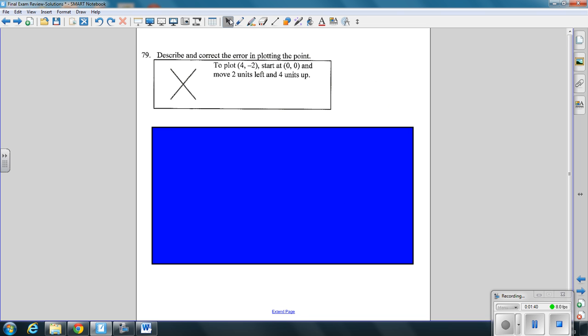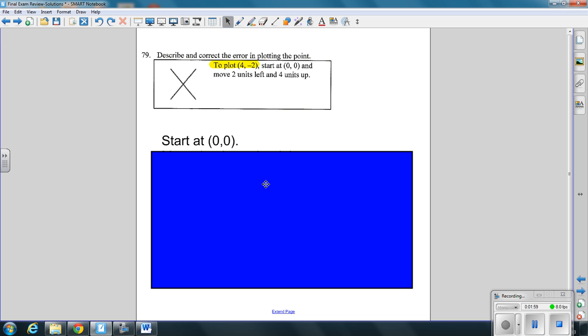Describe and correct the error in plotting for -2. That's the point given. This information you don't change. That's what you work with. So now it says you start at 0, 0. You move 2 units to the left, and then you move 2 units up.